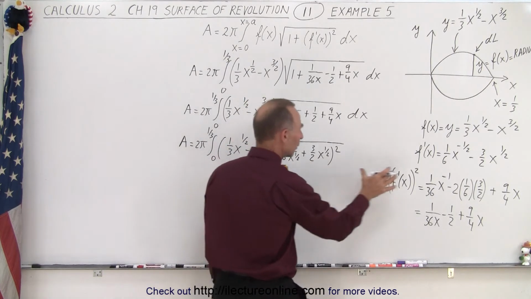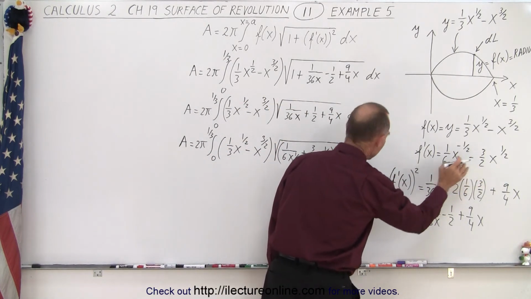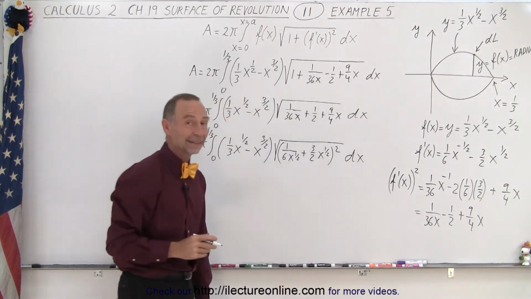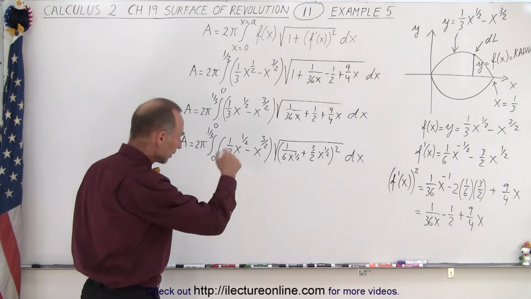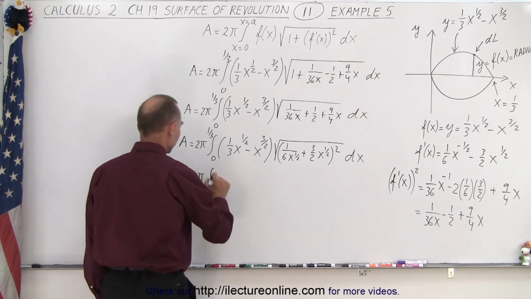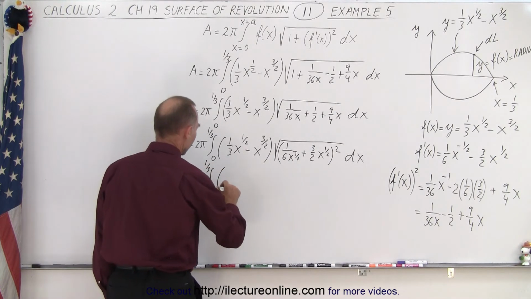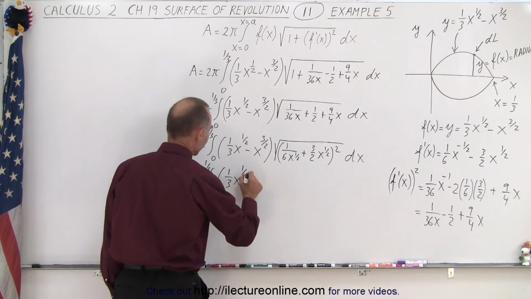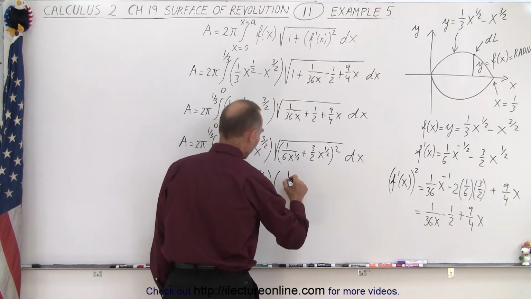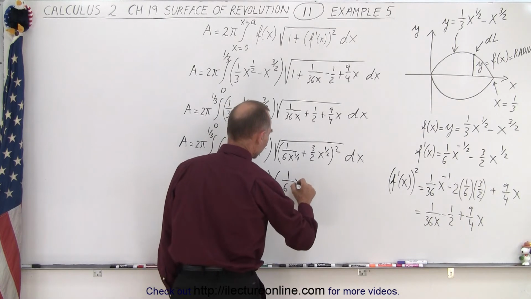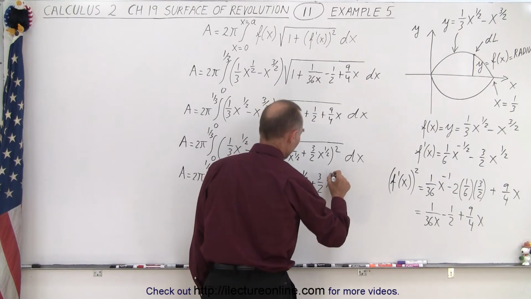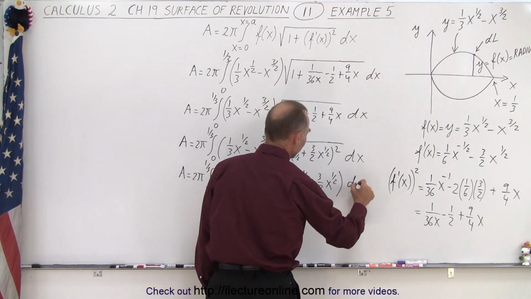Notice that this is what we have over here, but with a negative sign, and here we have a positive sign, and that's times the x. And notice that this square root sign can now come outside the integral. So now we have area equals 2 pi times integral from 0 to 1/3 times 1 over 3x to the 1/2 minus x to the 3/2 multiplied times 1 over 6 x to the negative 1/2 plus 3 over 2 x to the 1/2, and then times dx.